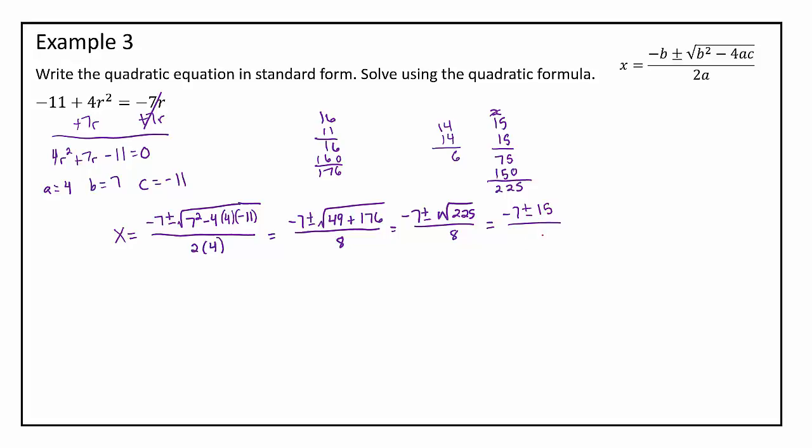So we replace square root of 225 with 15. And then we look at this and say, now that I don't have a square root, I can make this into two different things. I can make this be negative 7 plus 15 over 8, and I can make this be negative 7 minus 15 over 8. So the top one, we get 8 over 8, which is 1. And on the bottom one, we get negative 22 over 8, which is negative 11 fourths.